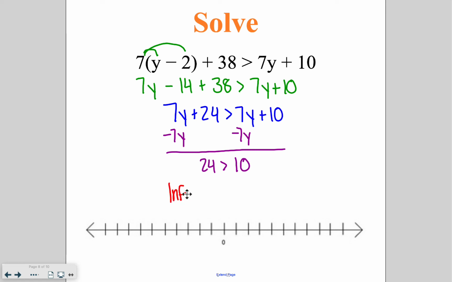And if anything can be plugged in, that means there is infinitely many solutions. So any number can be plugged in and the inequality can be solved. To graph that, you graph the entire number line from start to finish, saying anything can be included.